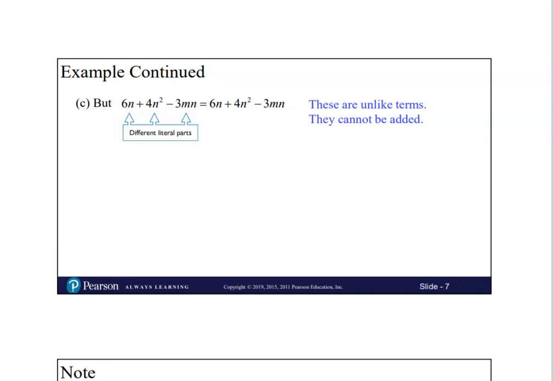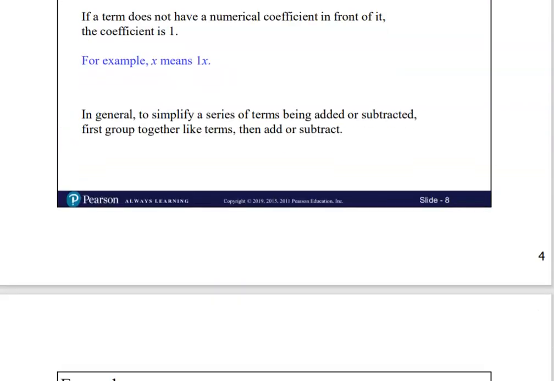Okay, so on part C here, we've got 6n plus 4n squared minus 3mn, and what we want to do is see if there's anything that we can combine. So do you see another n to the first power? This one's n squared. This is n to the first, but it also has an m connected to it. So no, nothing would go with that. I've got a 4n squared. I don't have any other n squareds. That's not going to work. And this one actually is m times n. So there would have to be another term that had m times n for that one to work. Okay, so you can't combine like terms on that one.